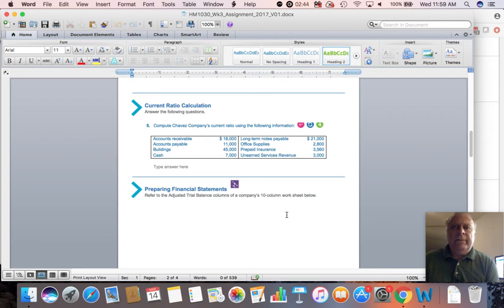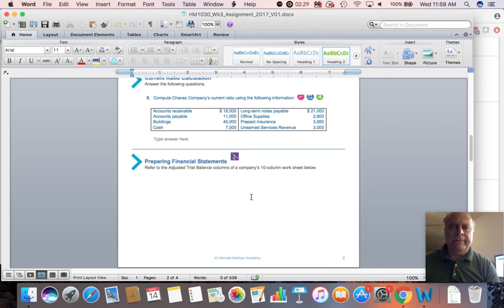Now be careful when you're stating the answer, because sometimes ratios are stated just as a number, as in this case, and sometimes they're stated as percentages. So in this case it's just a number, so this is not a percent, this will be a number.